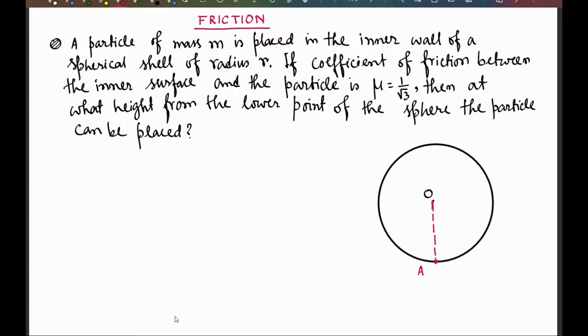Now the particle can be placed at a maximum height here, that is B. If we draw a perpendicular from point B on OA, then suppose this point is C. AC is the maximum height from the lower point where the particle can be placed.